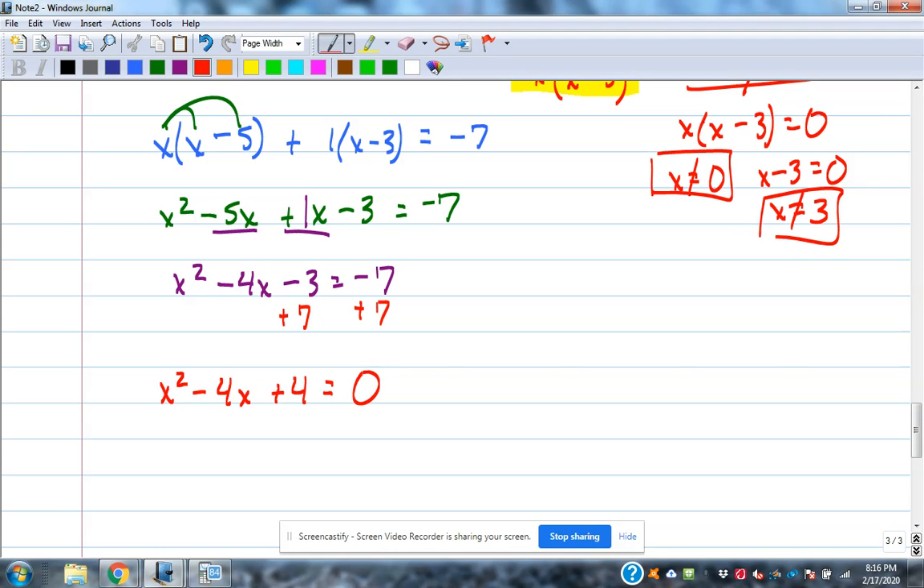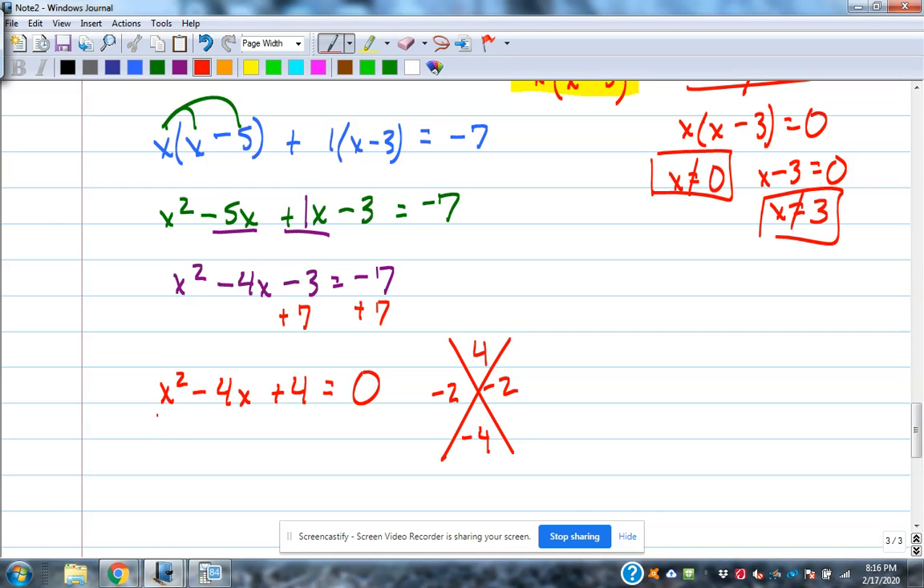I can either do factoring or quadratic formula for this. I don't care which way you do it. We did one with quadratic formula a while ago. This one will actually factor, so I'm going to do this one with factoring, just so that we've seen both methods. So multiply to be 4, add to be negative 4. Negative 2 and negative 2.